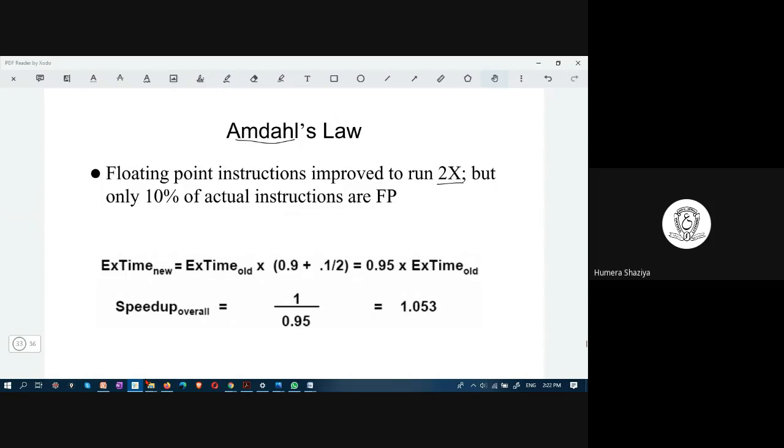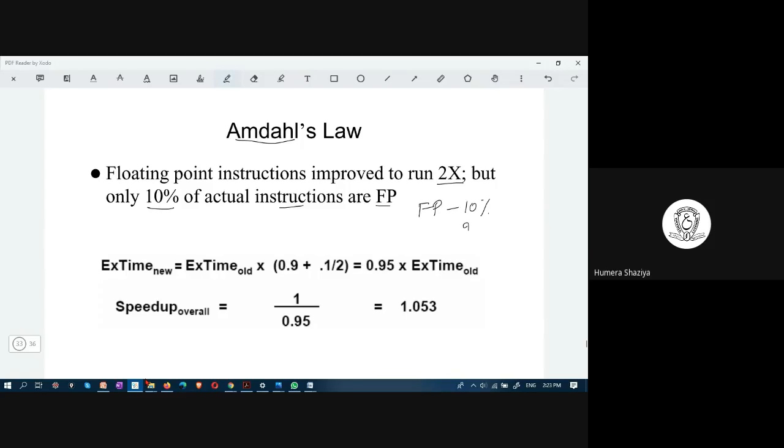Say floating point instructions are improved to run 2x, meaning 2 times. X is the value and 2x is double improvement. But only 10% of actual instructions are floating point. Floating point instructions, as I told you, require more computational power, while integer requires less. This law says that floating point instructions are improved to run 2 times, but only 10% of the actual instructions are floating point. What does this imply?